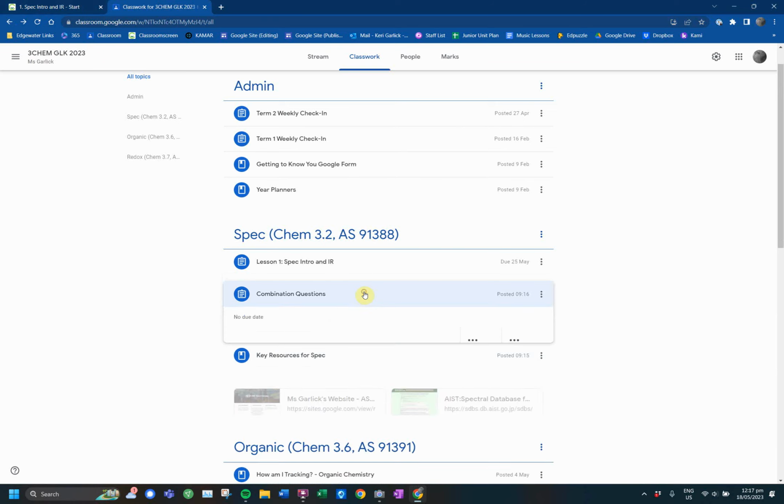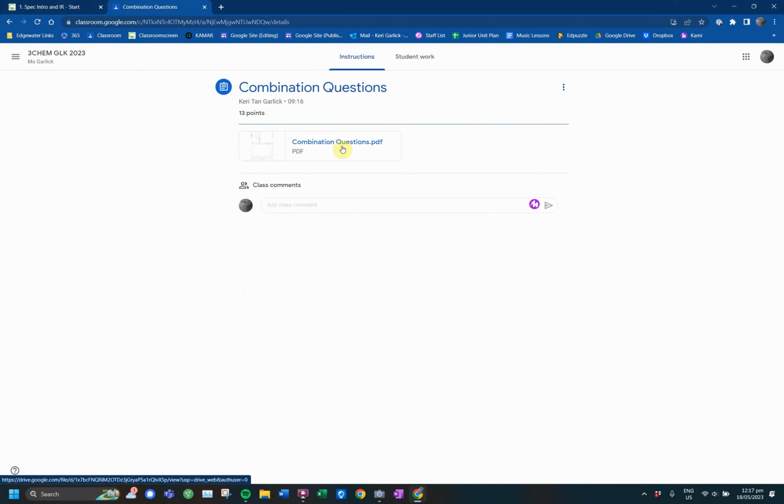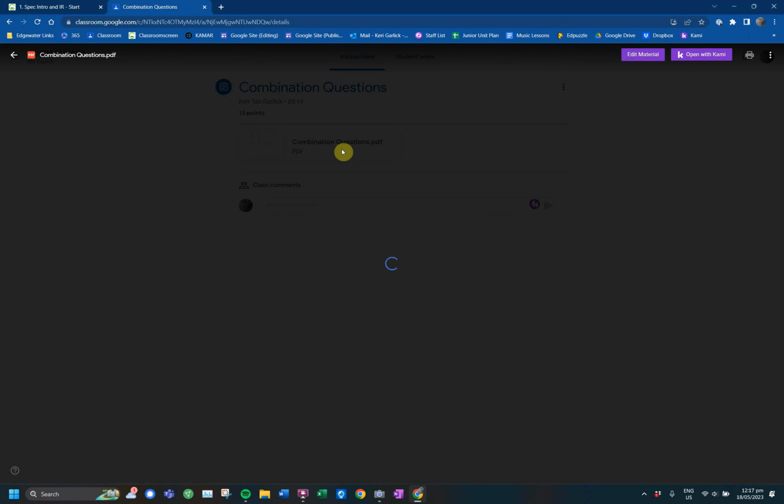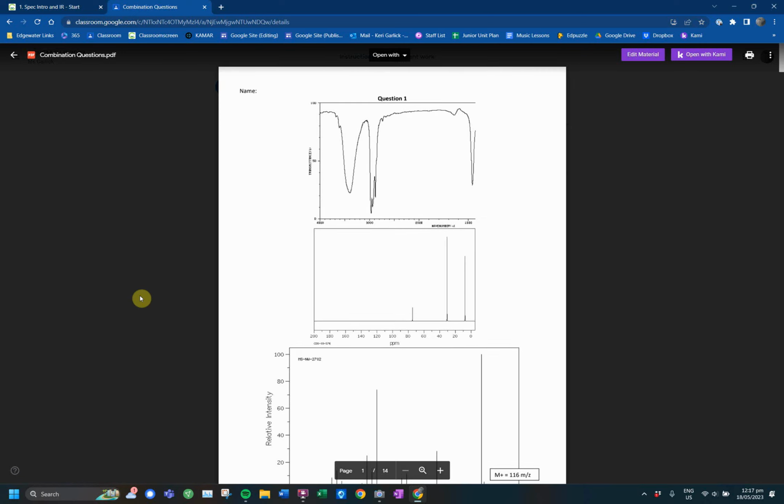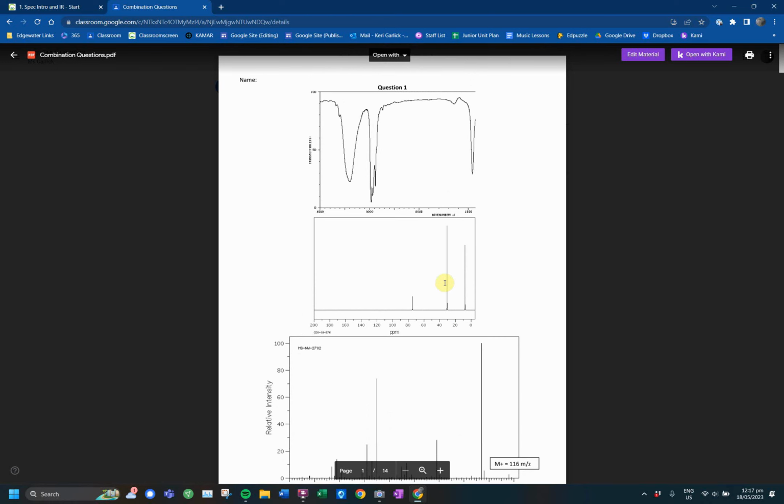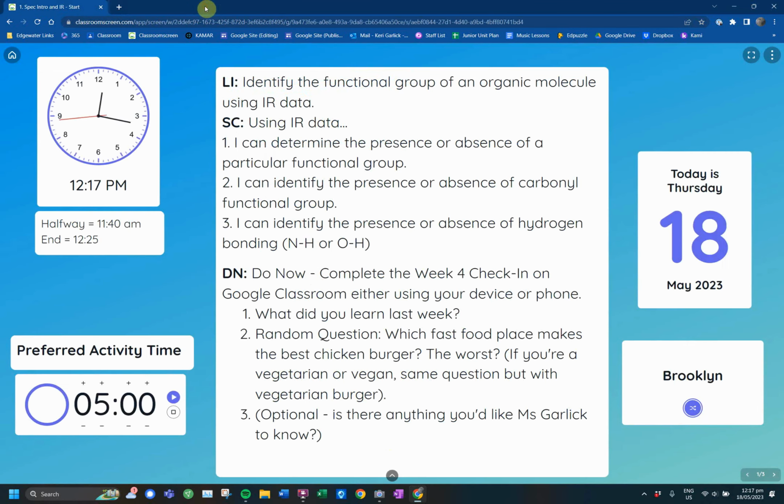The other thing on there is the combination questions. I have a PDF file of the big packet that I've just given you, so if you want, you can also work on it online. Cool. All right, let's do some Gimkit so you guys can have a chance to look at spectra and learn them.